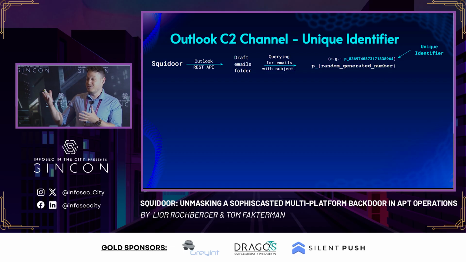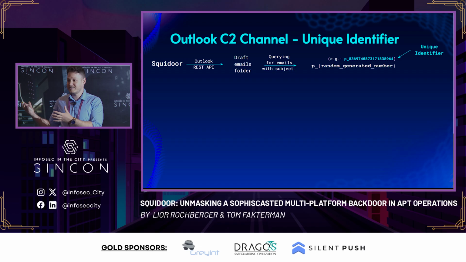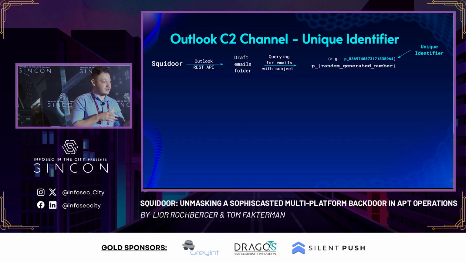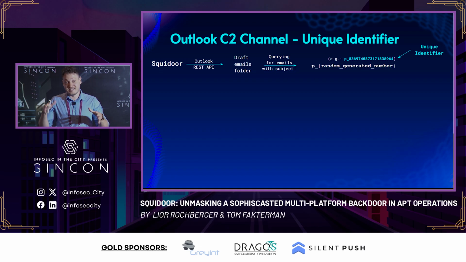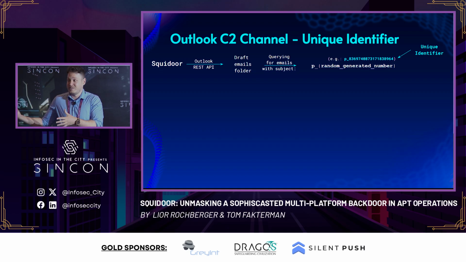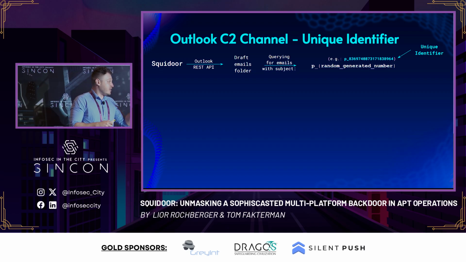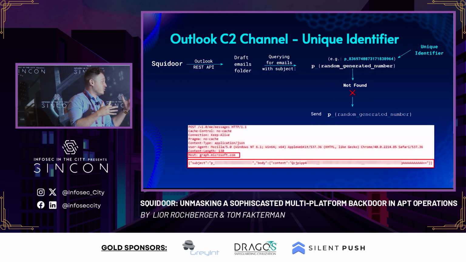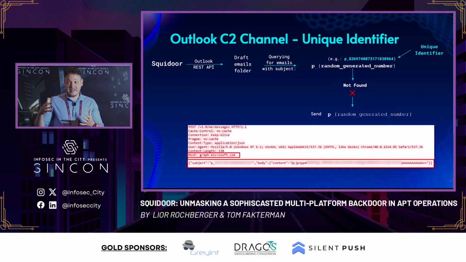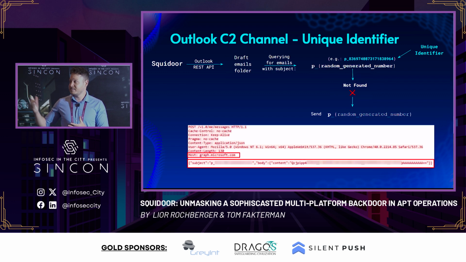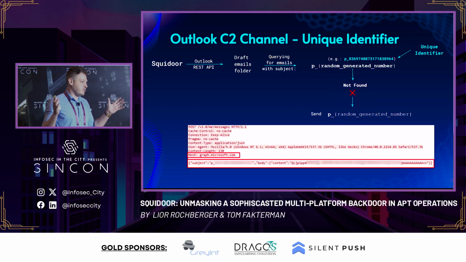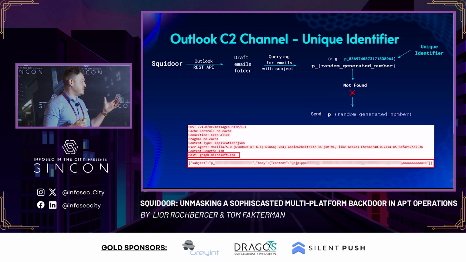So by using a unique identifier for each Squidoor instance, the attackers are able to utilize only a single Outlook mailbox to control several different Squidoor implants in the same network, or even on different networks. Now, if this is the first time that Squidoor is trying to find this email, it will probably not find it yet. So it will create a new one and will send it to the attackers. It will create its own unique identifier. And the content of the email will be some random sequence of bytes which are encoded in base 64.